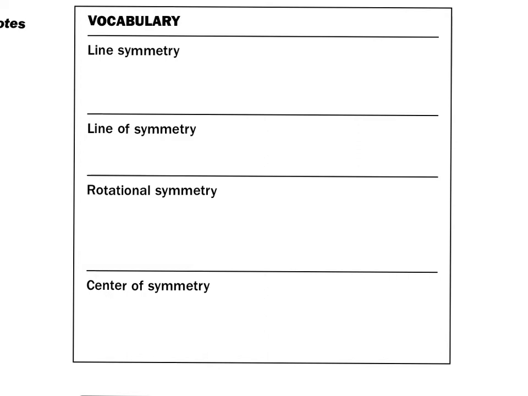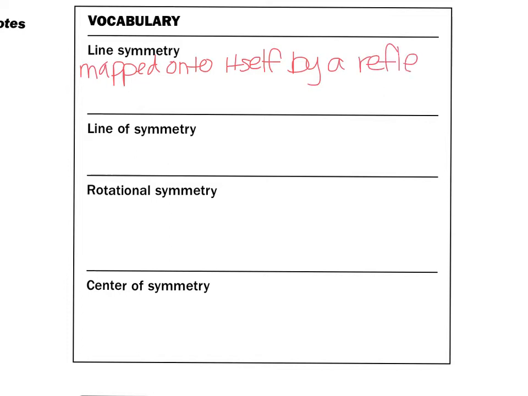All right, so now we're going to talk about symmetry, and we're going to talk about different figures. A figure has line symmetry if it can be mapped onto itself by a reflection. So the line of symmetry is actually the line of reflection.